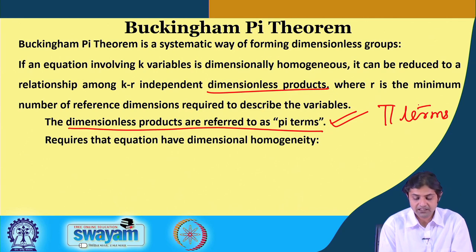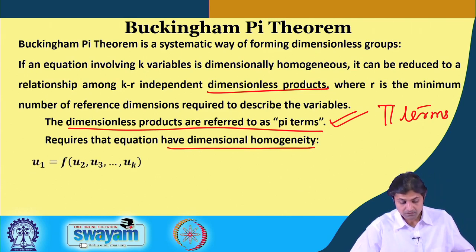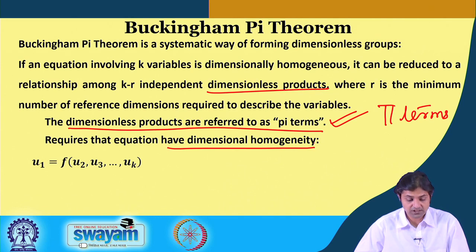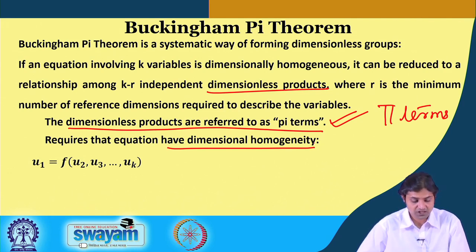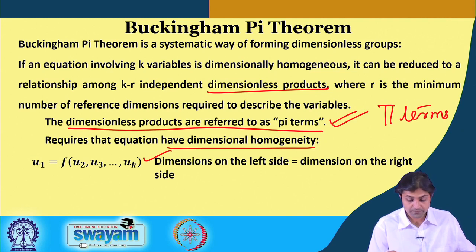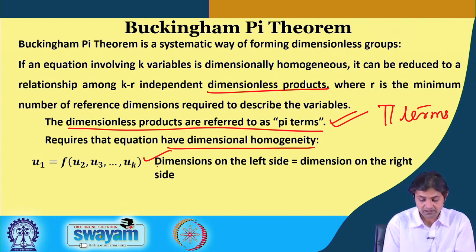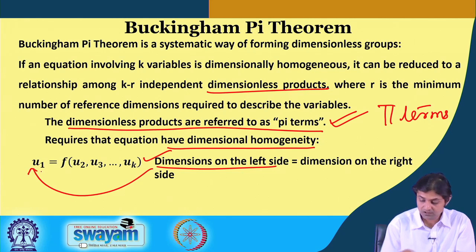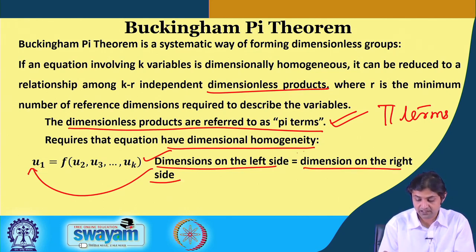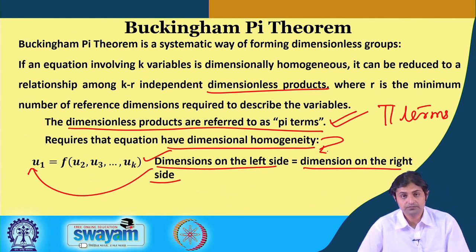And this requires that the equations that we are going to solve have dimensional homogeneity. Dimensional homogeneity means that all the groups should have the same dimensions on the left hand side and the right hand side. Suppose u1 is a function of u2, u3 up till uk, and this means that the dimensions on the left hand side, u1, should be equal to the dimensions on the right side, and this is called dimensional homogeneity.